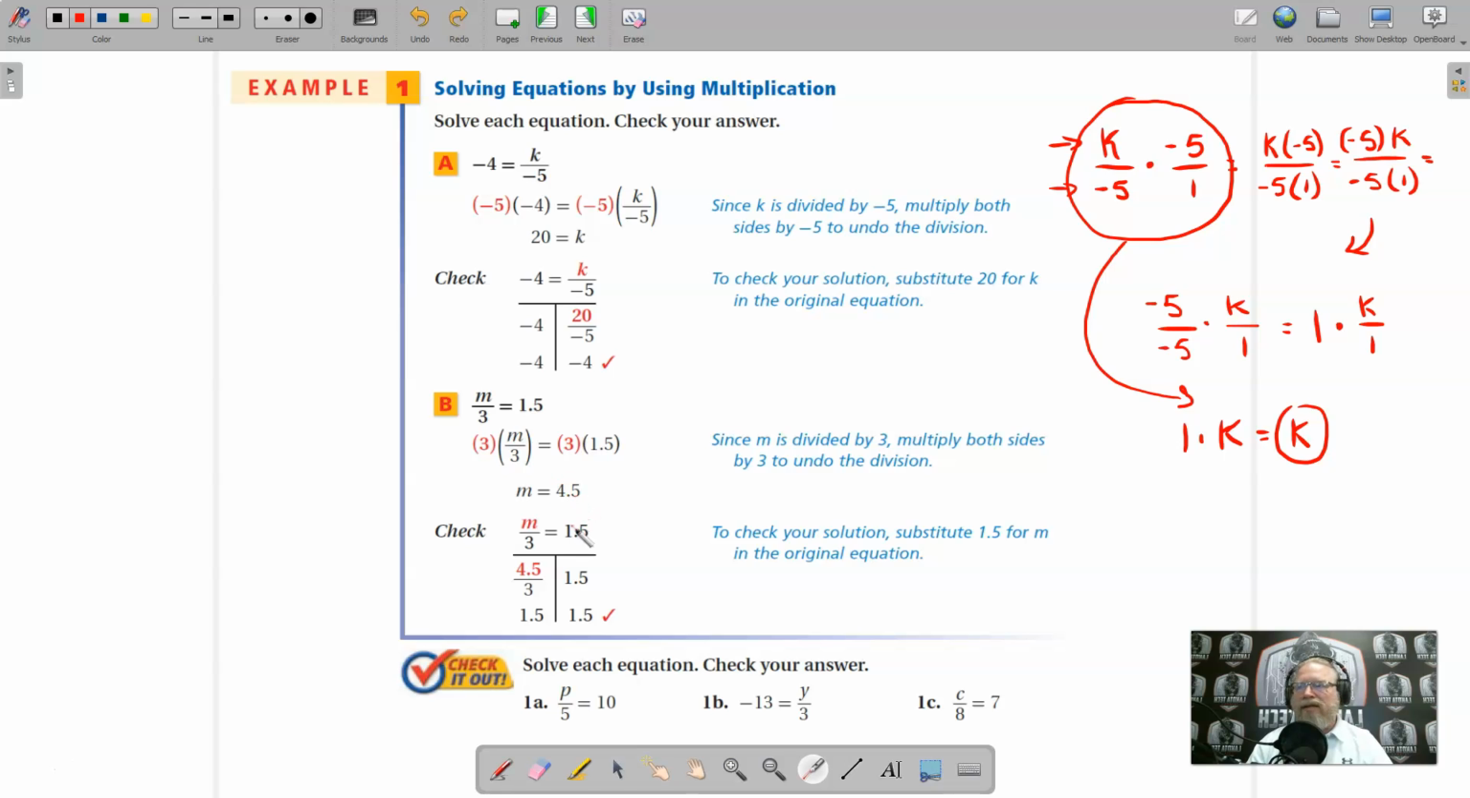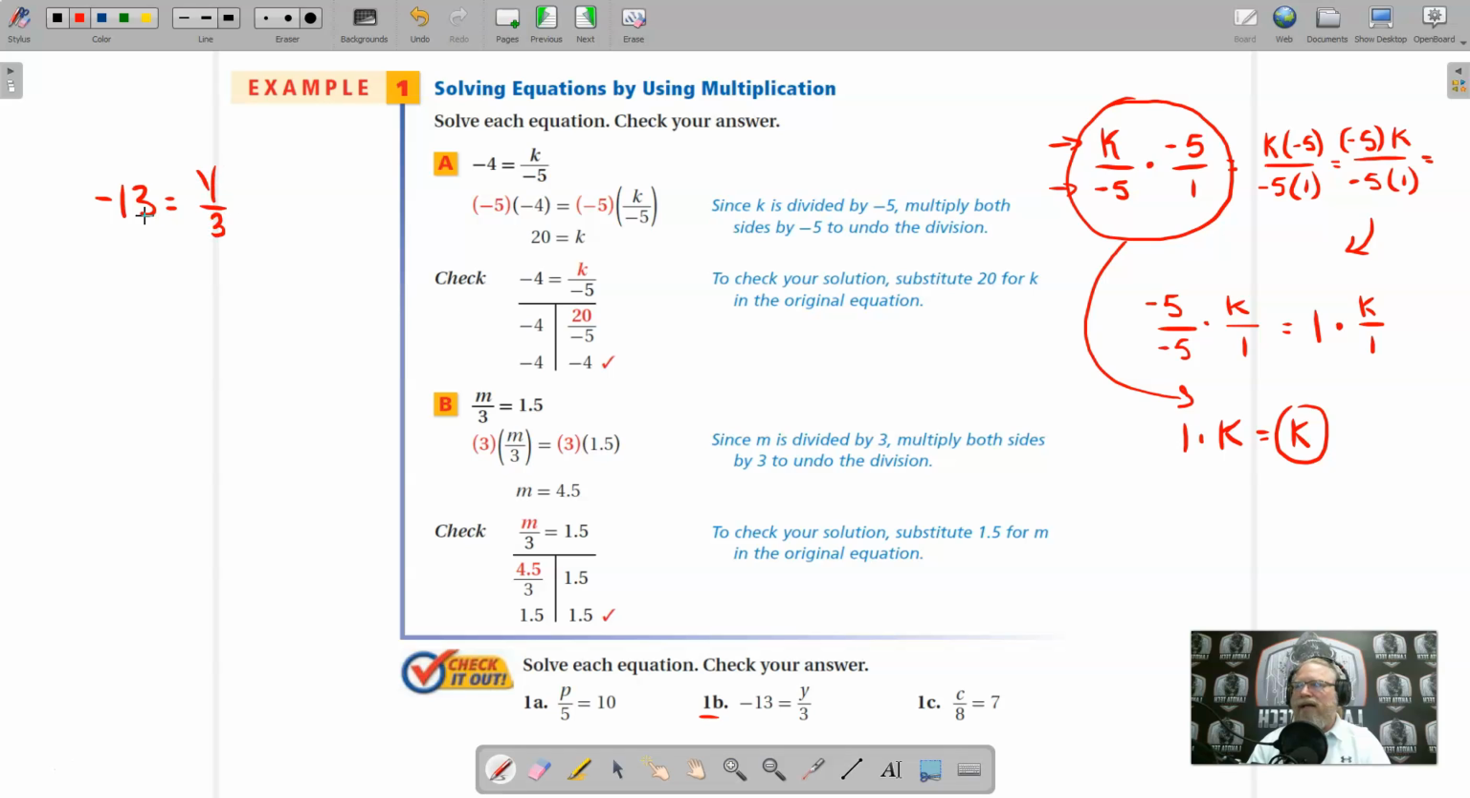We can always check our answer, plug the 4.5 back in, divide 4.5 by 3, and indeed we do get 1.5. Let's do an example down here. I don't know, 1b looks pretty good. So let's do -13 equals y over 3.